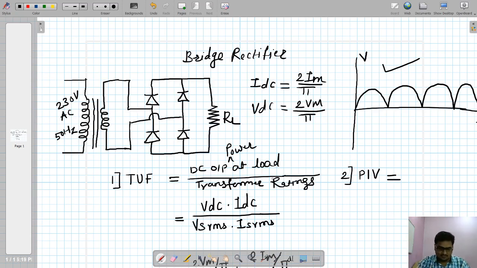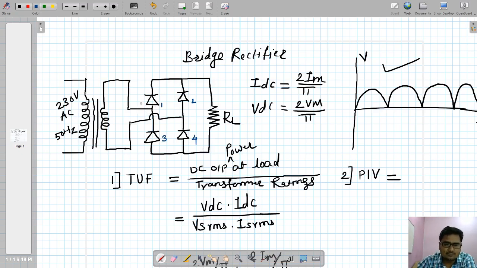Now if I start with the operation, look at this. During the positive half cycle, just check out the operation and you will understand what PIV is. Now, during the positive half cycle, what will happen? Let me call the diodes diode 1, diode 2, diode 3 and diode 4. Four diodes are there. During the positive half cycle, diode D1 will start conducting.